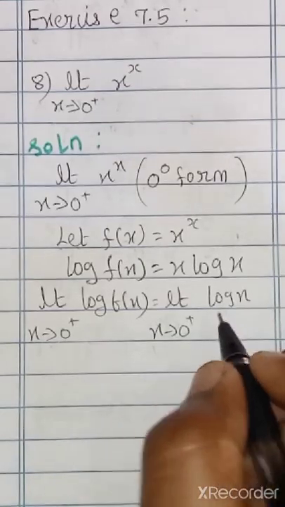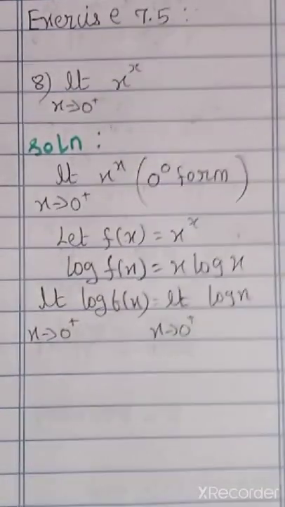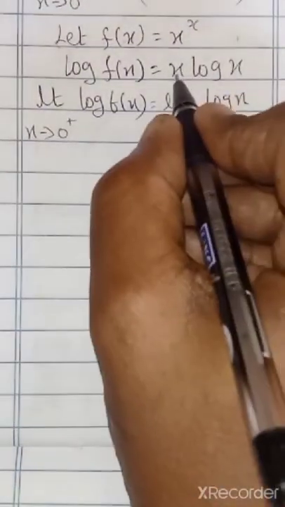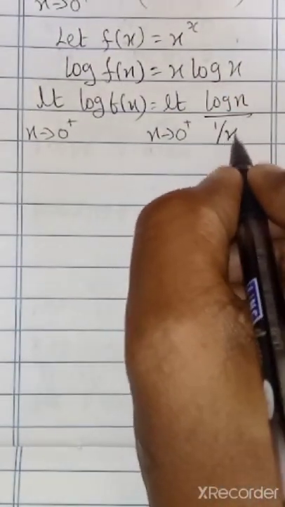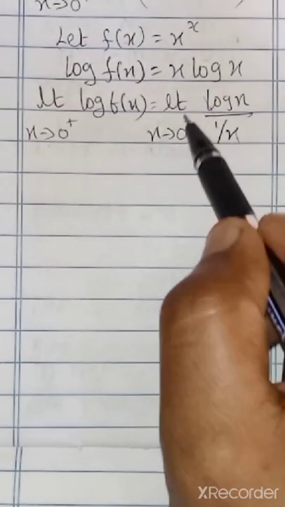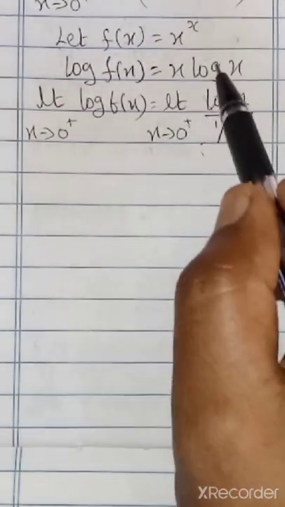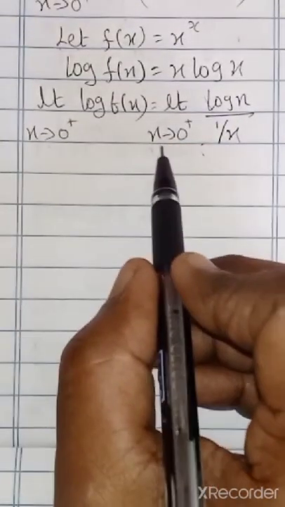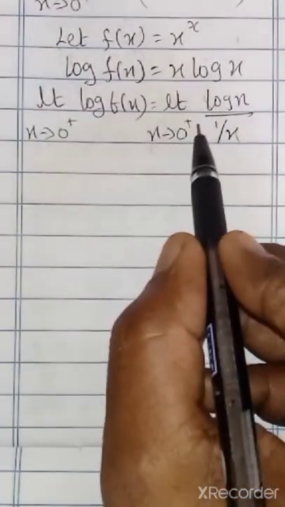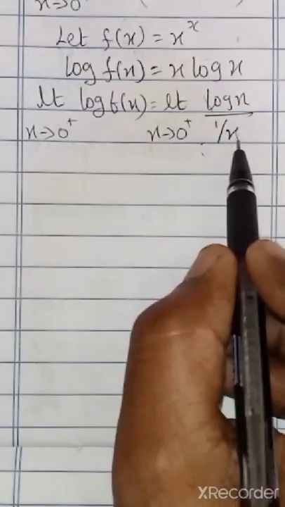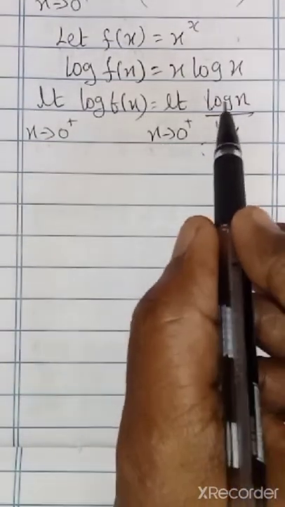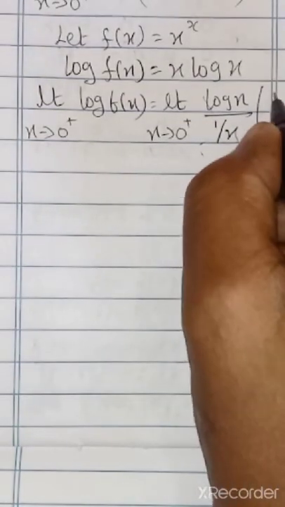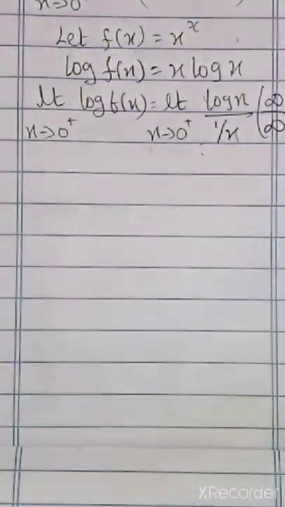And for applying L'Hopital rule, we have to take it in the form of f of x by g of x, correct? So we can take this x as 1 by x, correct? So when 1 by x goes to the denominator, it will become as x. So these two functions are one and the same. Now if I substitute 0 here, log 0 by 1 by 0 is infinity, so you will get infinity by infinity form, correct?